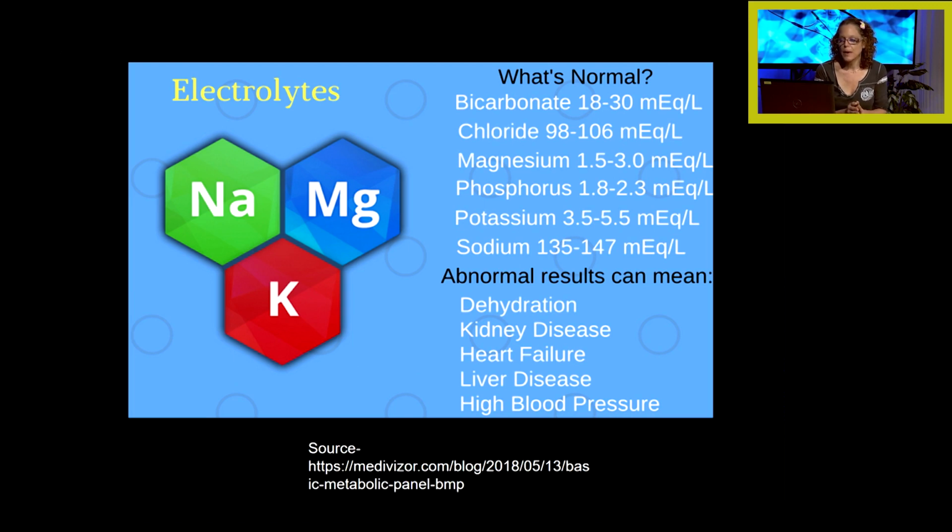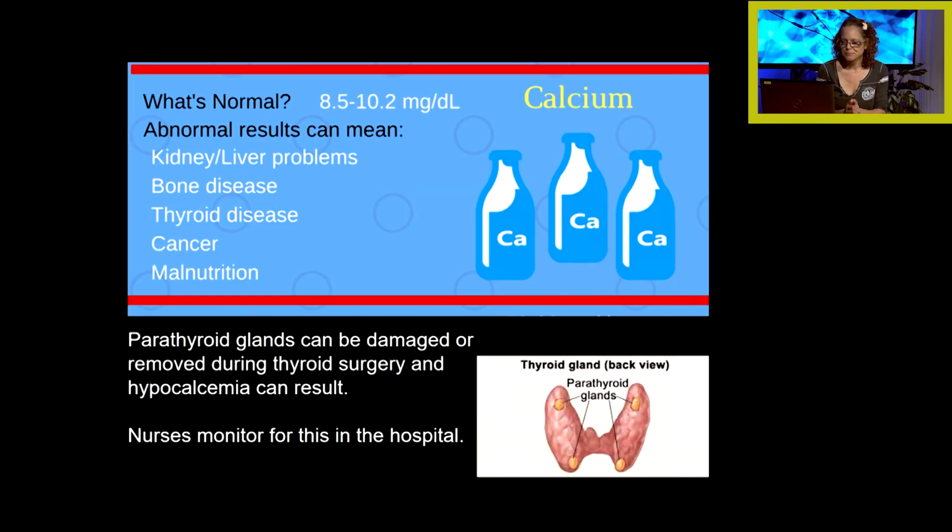Electrolytes, we talked about bicarbonate in a previous lecture. Chloride, magnesium, phosphorus, potassium, and sodium. Abnormal results of these electrolytes can be a sign of dehydration, kidney disease, heart failure, liver disease, and even tell us that our patient has high blood pressure. We're going to talk about some of these in more detail in a little bit.